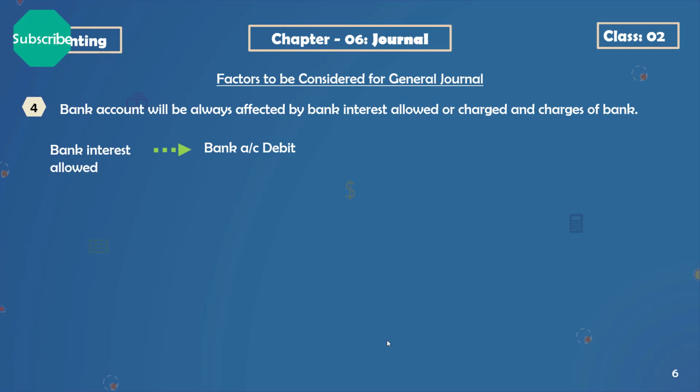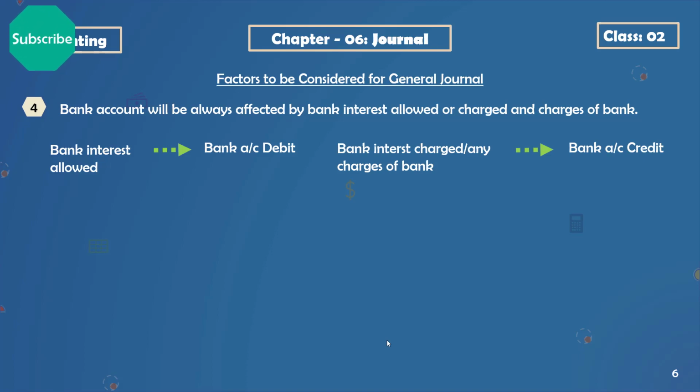So when bank interest is allowed, we have to debit bank account, and for interest charge or any charges of bank, you have to credit bank account, because the bank balance has been reduced for charging those money or interest. Okay, so just remember this. When we get interest, we will debit bank account, and when we have to pay any expenses, we have to credit bank account.